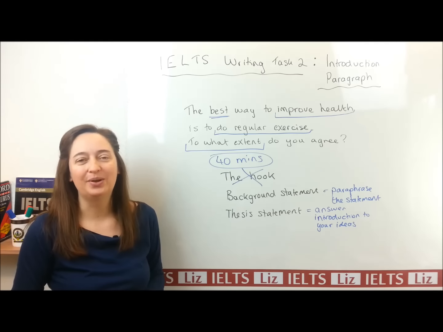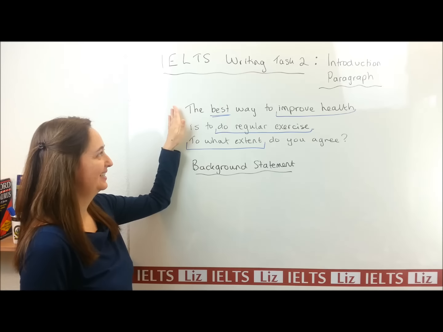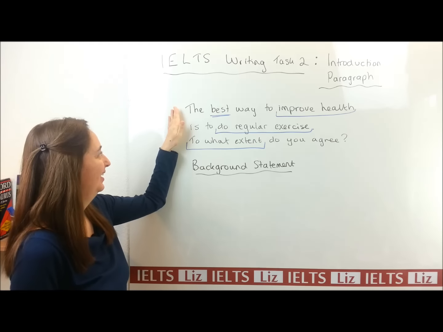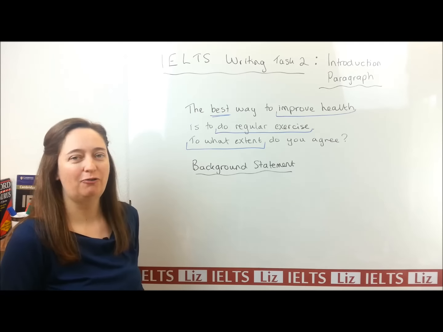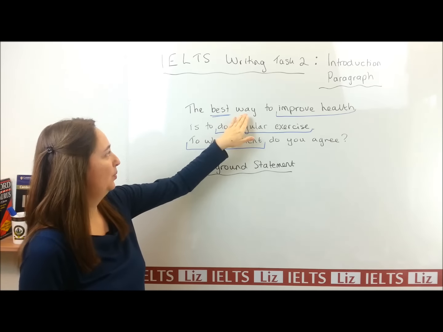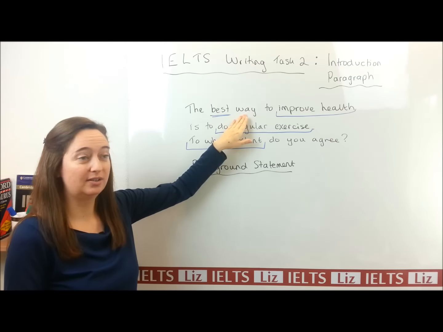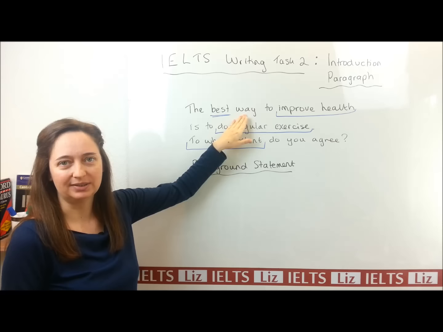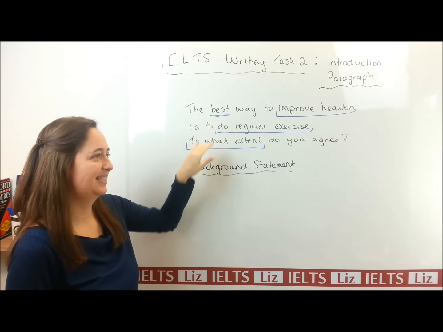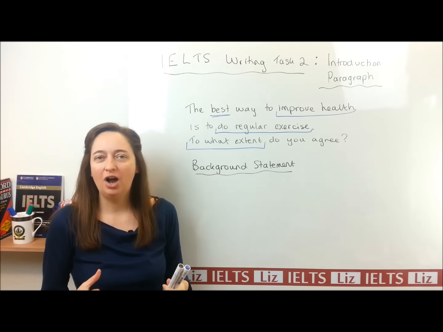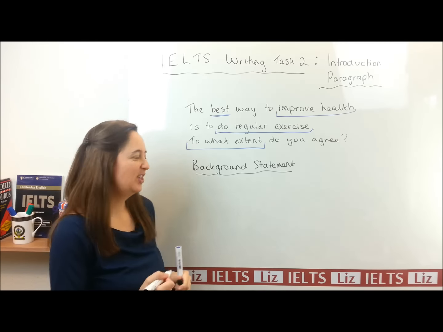Let's start with the background statement. So we need to paraphrase this sentence here. Now they start with the best way, and we need to paraphrase that. Well, the word way is a solution, it's a method. So solution, method, you could use both words. I'm going to use method. And the best, another way to say that. I would use the most effective method. So let's write that down.